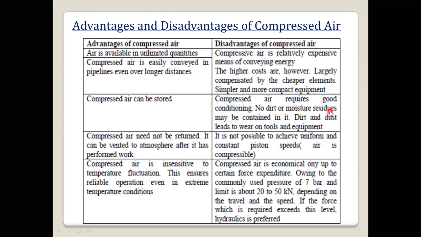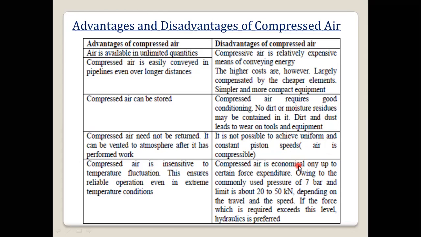No dirt or moisture residues may be contained in it. That means we have to clean the air and remove the dust and dirt particles from the air. Another disadvantage is that it is not possible to achieve uniform and constant piston speeds. We can't achieve constant piston speed because air is compressible.